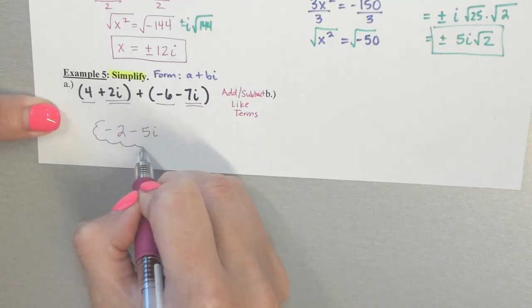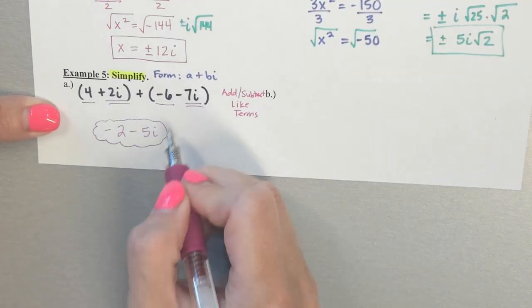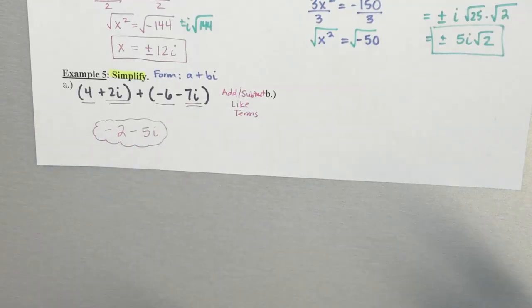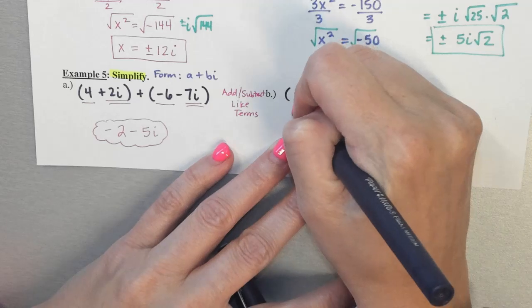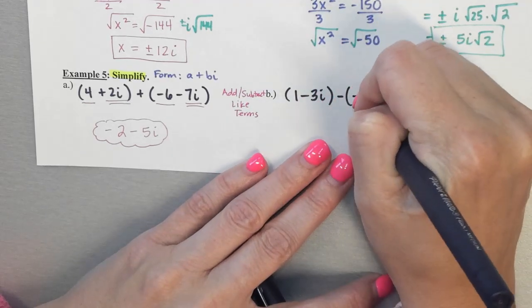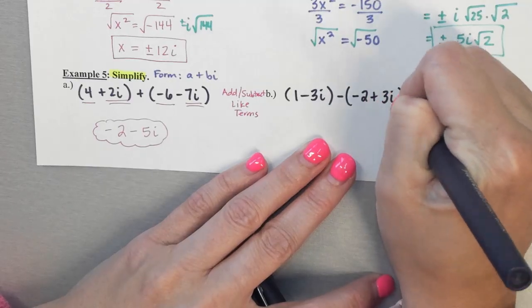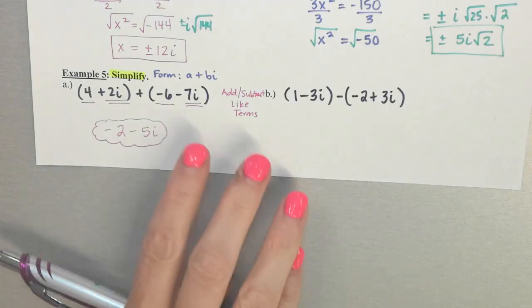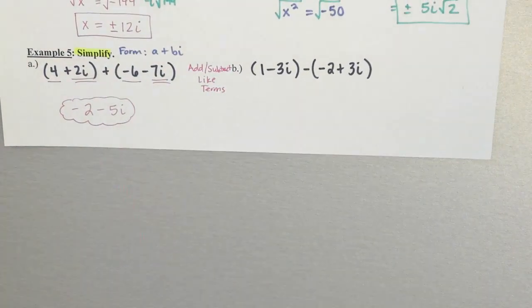Okay, and then this is in the form a plus bi. The real number goes first, the imaginary term goes second. Okay, now when you do the subtraction, why don't you give that a try? See if you can do the subtraction.